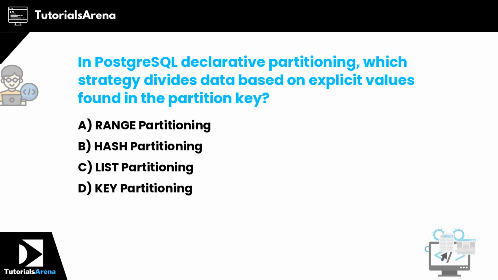In PostgreSQL declarative partitioning, which strategy divides data based on explicit values found in the partition key? The correct answer is option C, list partitioning.